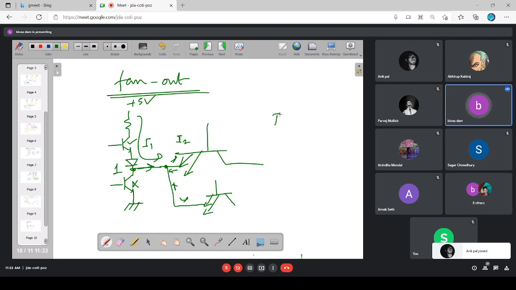Now this comes from the factor I1 by I2, the integer part of that. Say my I1 is 8 milliampere, I2 is 0.1 milliampere.